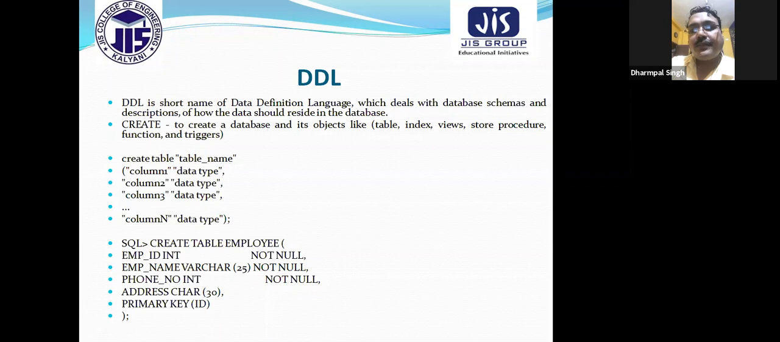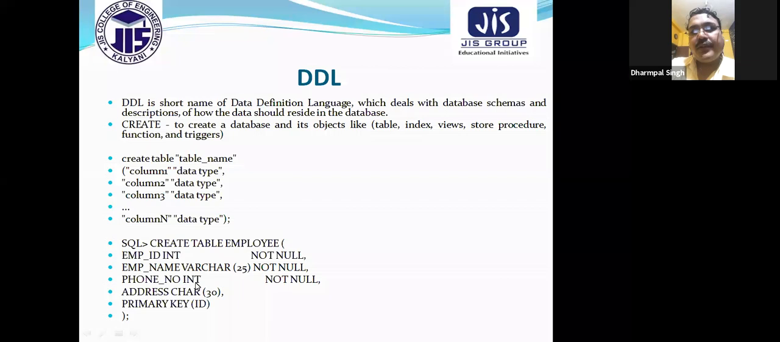You can see this part. Create table employee. The employee ID is integer data type, and it will be not null there. Similarly, employee name is varchar 25, not null. Name is also not null.